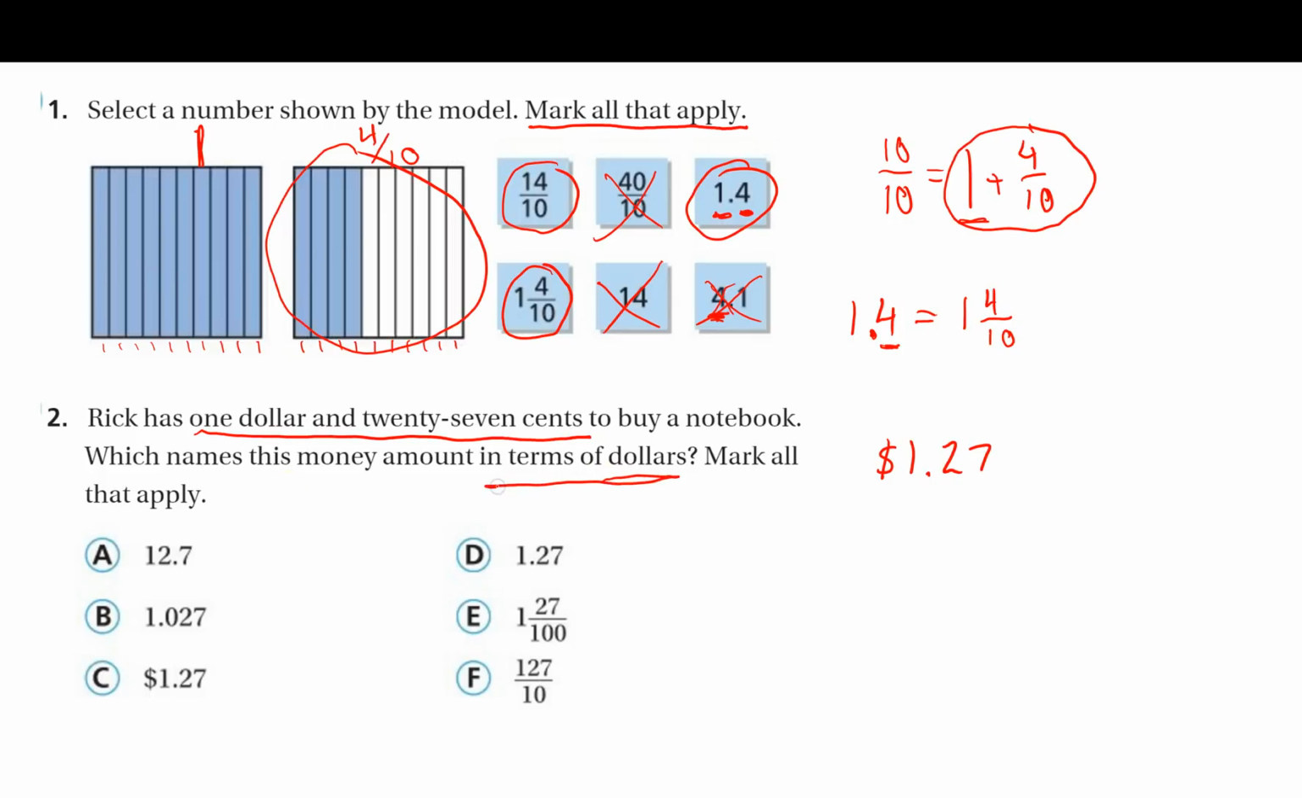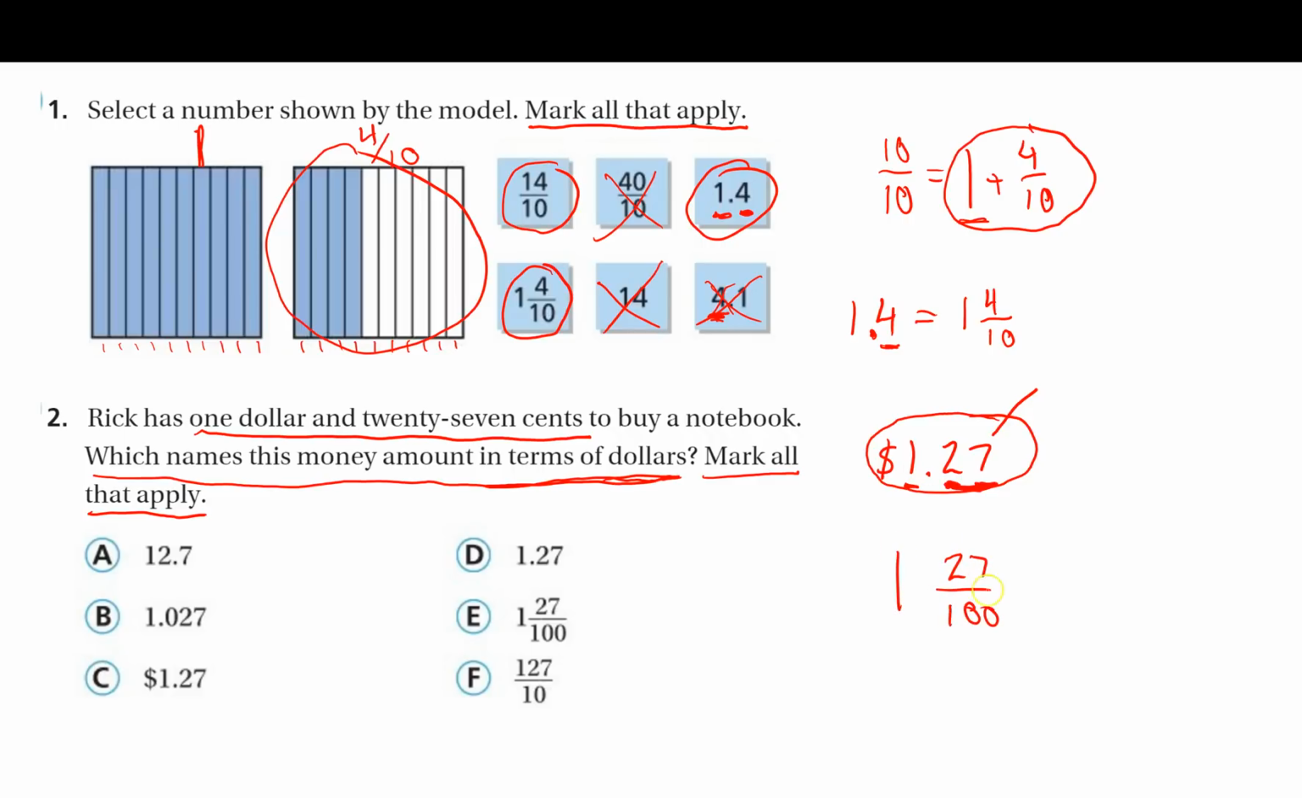So don't get too caught up on which names this money amount in terms of dollars. Really, what we're looking for here is what is equal to this amount. Okay. So if we're looking at this amount, 1 in the ones place, 2 in the tenths place, a 7 in the hundredths place, or another way of saying this is 27 hundredths. So we have 1 in the ones place and 27 hundredths. So let's find all the ones that equal that.